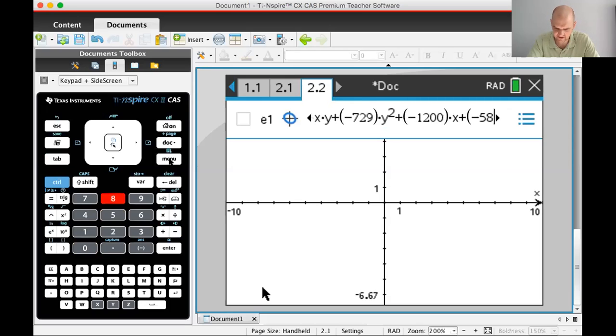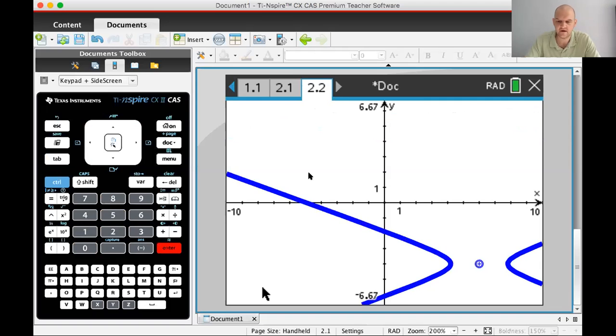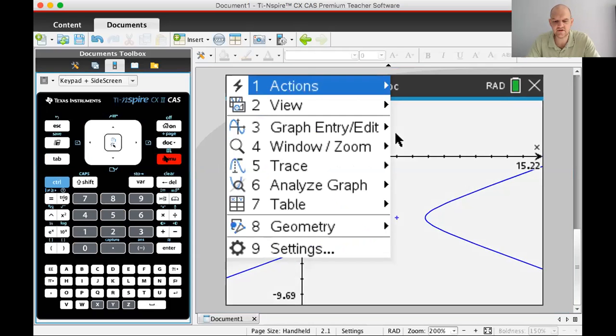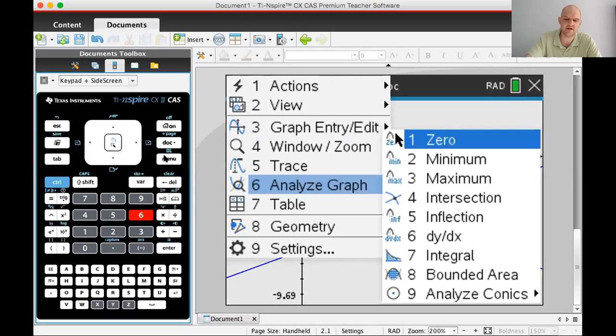Minus 5832 goes with y. And then our constant term is minus 8388. And then by default, it's equal to 0. So I'm gonna press enter and it graphs it. All right, so what can we get from the graph? Let's do menu, option 6, option 9.